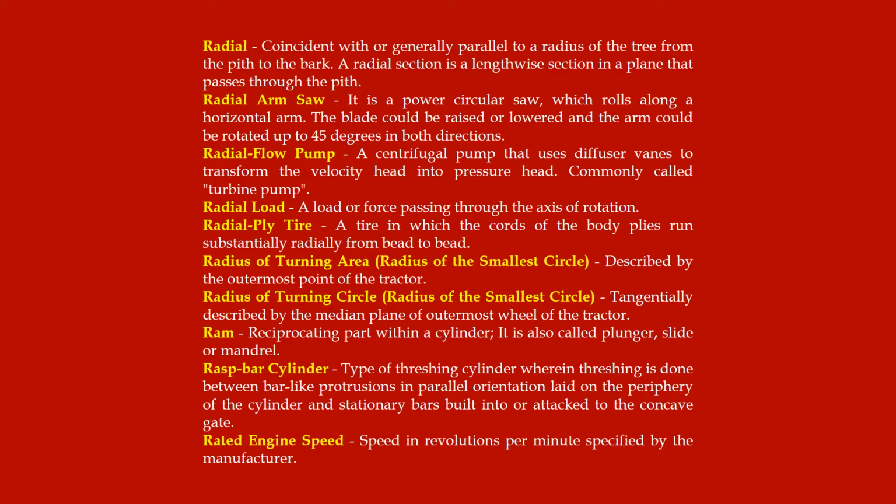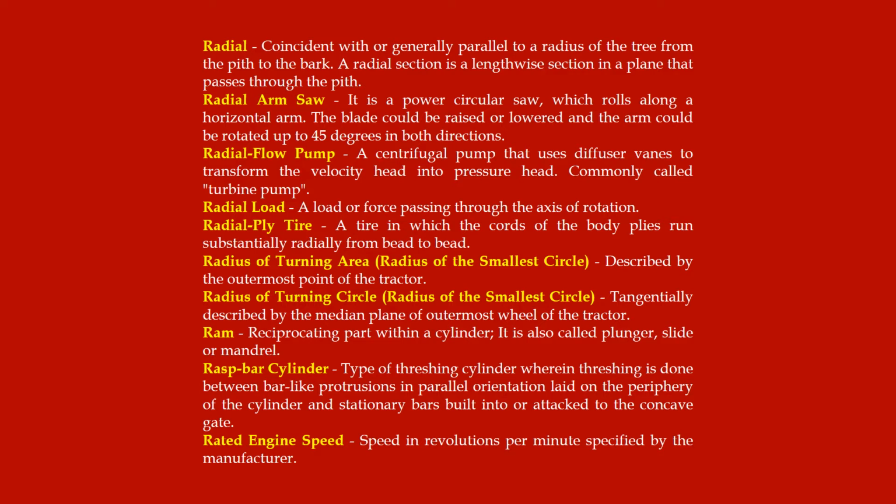Radial ply tire: a tire in which the cords of the body plies run substantially radially from bead to bead. Radius of turning area: described by the outermost point of the tractor. Radius of turning circle: tangentially described by the median plane of the outermost wheel of the tractor. Ram: reciprocating part within a cylinder. It is also called plunger, slide or mandrel.